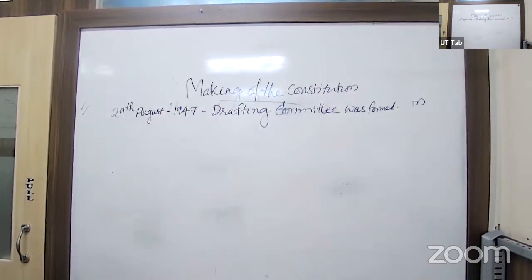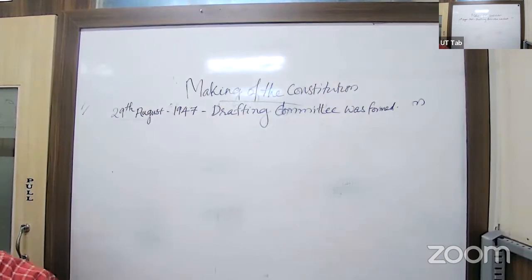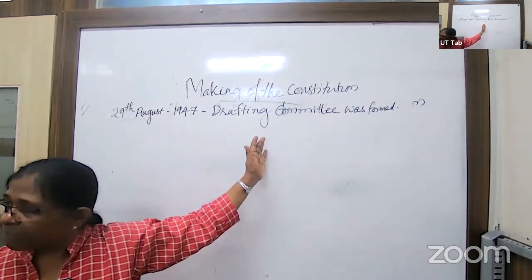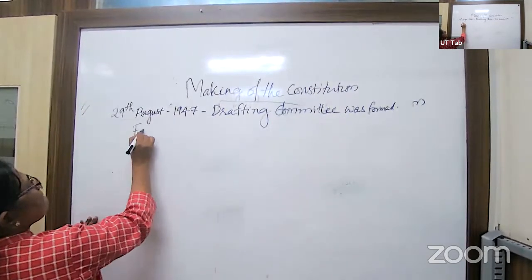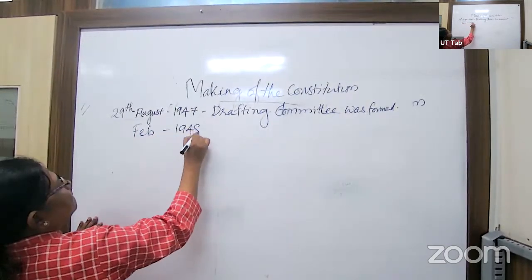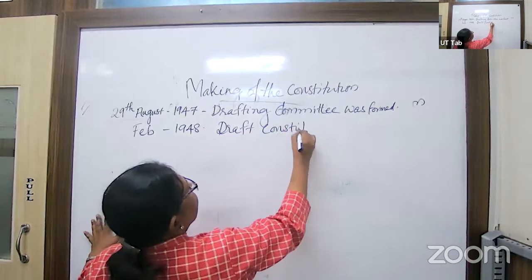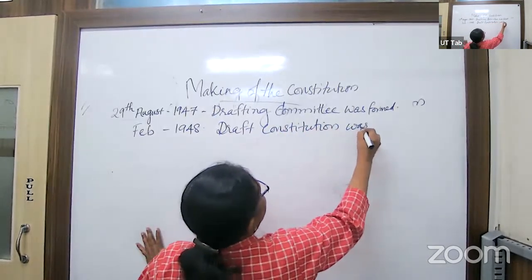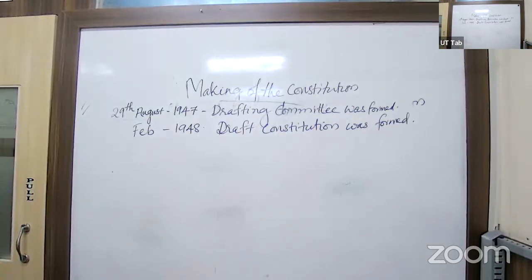Then, after 6 months, draft Constitution of India was prepared. So, इसने कौन किया था? Drafting committee का chairman कौन था? Next, that one is that by February 1948. Draft constitution was formed on February 1948.